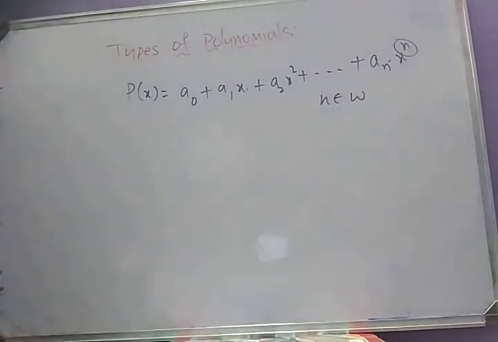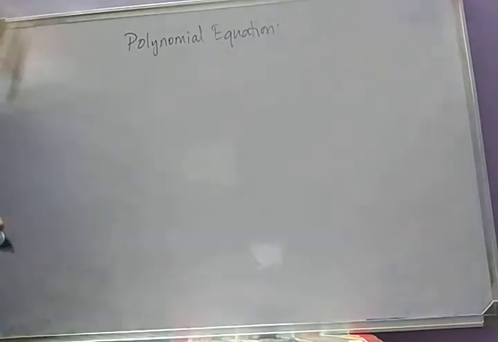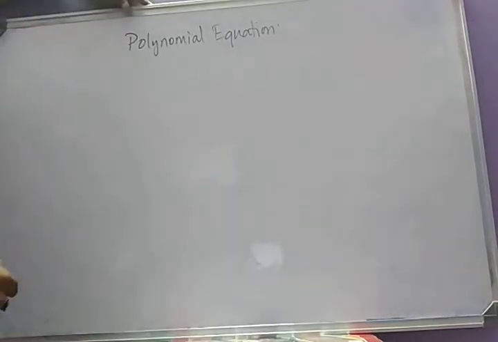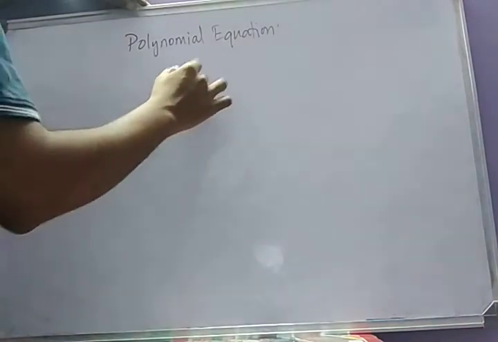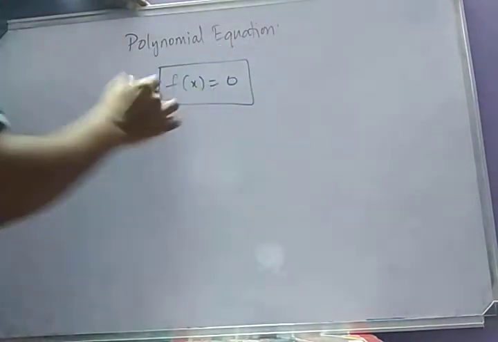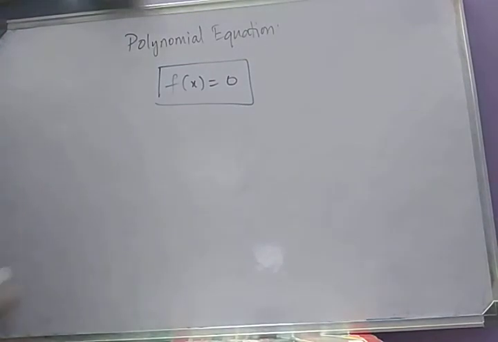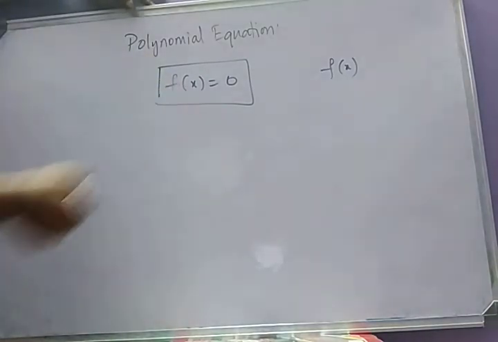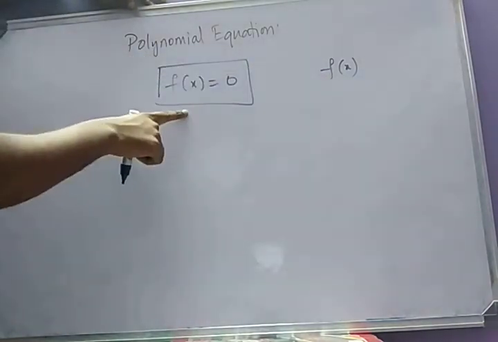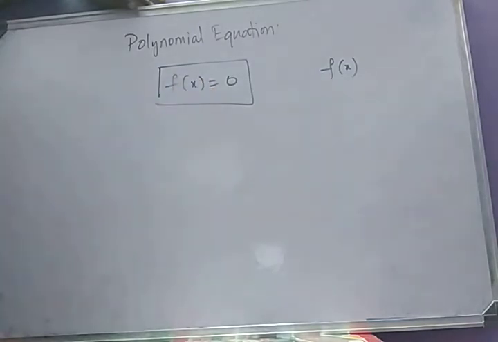Next, let us look into polynomial equation. What is a polynomial equation? You just consider any polynomial f of x and equate it to 0. Now this is a polynomial equation. Understand? If you write just f of x, it is a polynomial, and if you equate it to 0, then it becomes an equation. So this is a polynomial and this is a polynomial equation because the equality sign is involved.